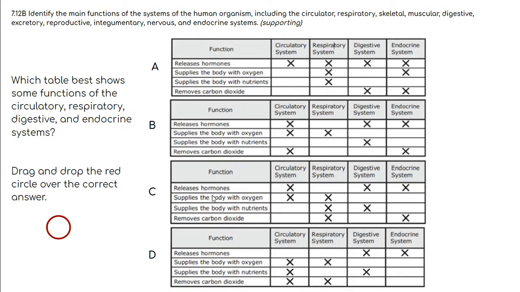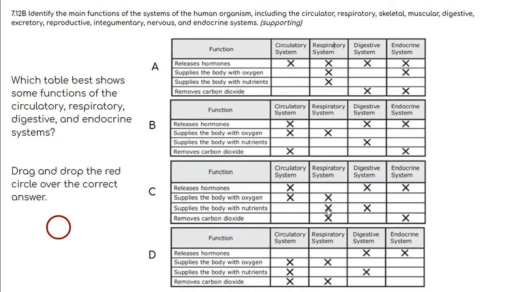Okay, let's go to C. Releases hormones. Yes, endocrine. And yes, your digestive can release hormones. And your circulatory system carries all of that, but I will check a better answer for that. Let's see. Supplies the body with oxygen. That would be your respiratory and your circulatory. That's correct. Okay, because anytime you see the word supplies or carries, that's going to be your circulatory system.